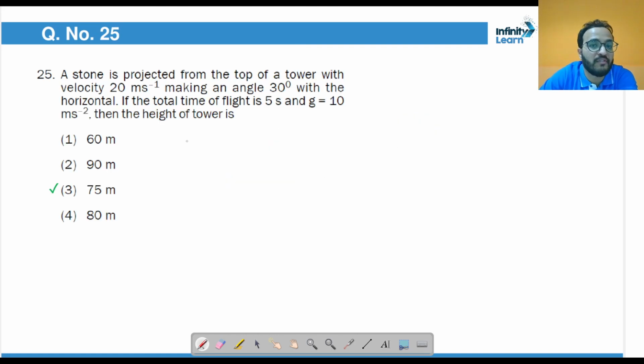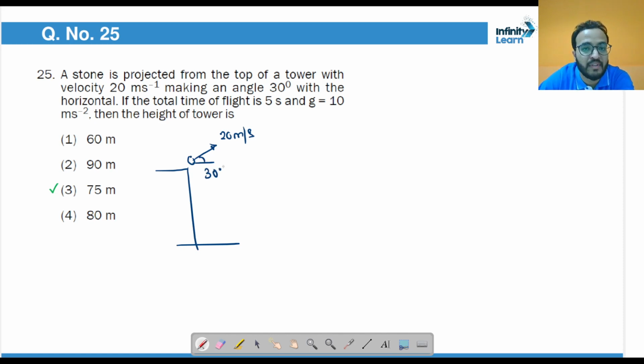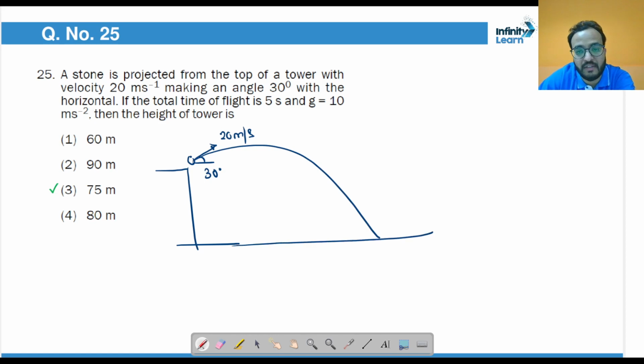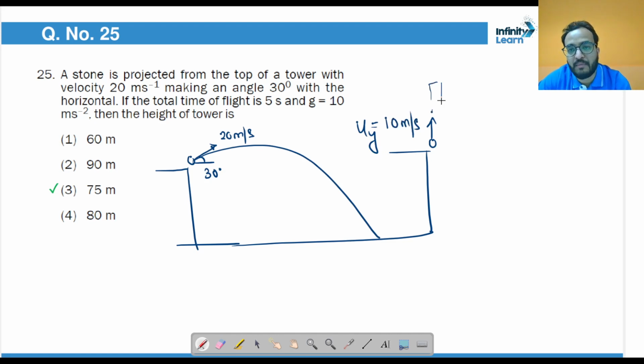25. A stone is projected from the top of a tower with a velocity of 20 meter per second at an angle of 30 degrees, if the total time of flight is 5 seconds. See, we will not talk about all this. We will talk only about the vertical motion. So what is uy? Uy is 20 sine 30, that is 10 meter per second. So it goes up and comes down in how much time? In total time of 5 seconds, right? So what is the height of the tower H?